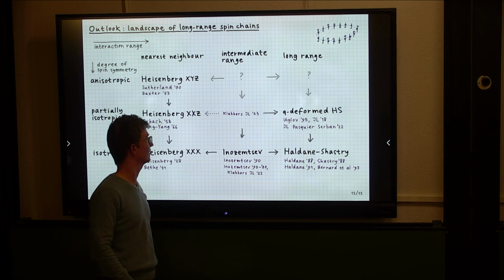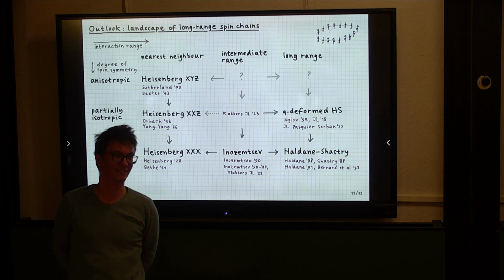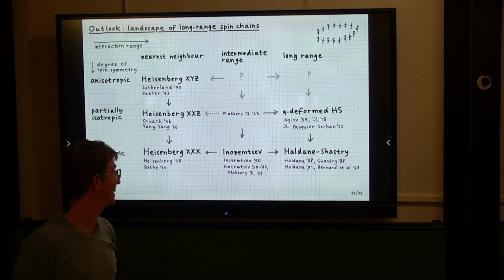But I think that's the punishment for doing more mathematical stuff, that you don't always get physics at the end. But in any case, I think it's very interesting.